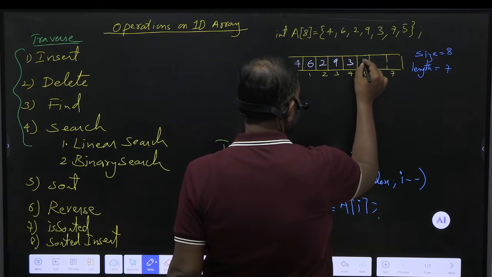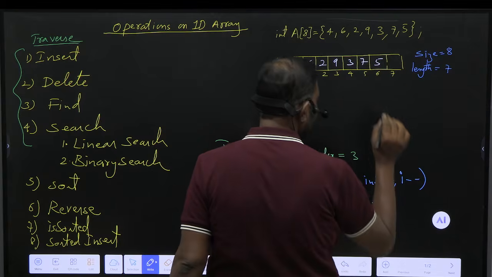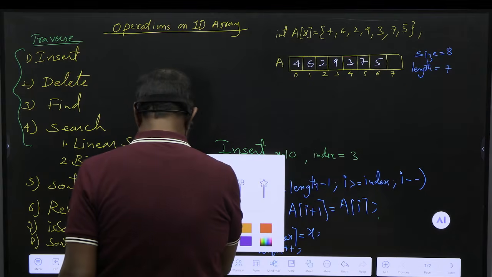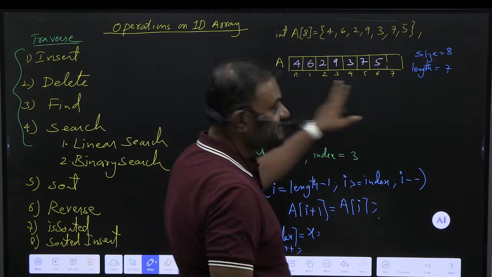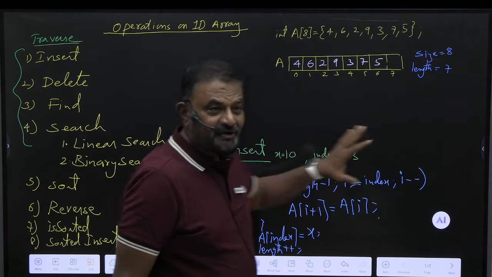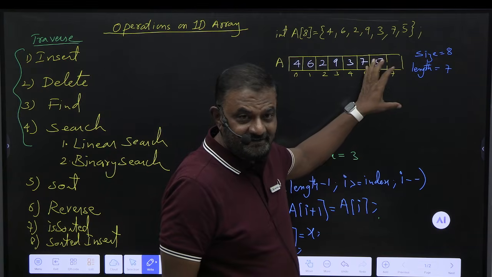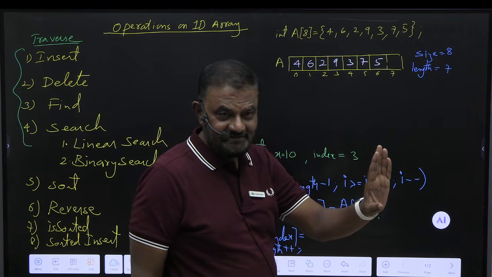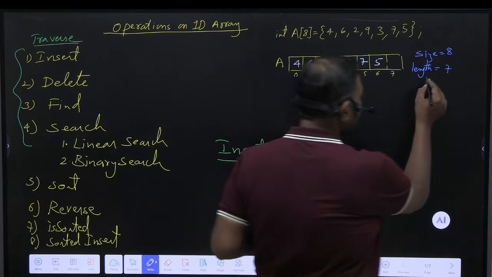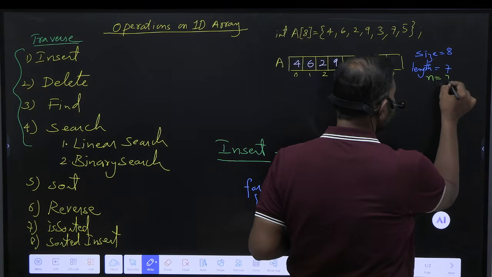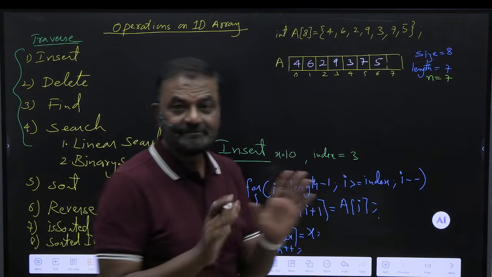9, 3, 7, 5. All right. Let us start once again. 9, 3. These are the elements we have. Total how many elements we have? 7. So I have taken that in length. You can also call this as n as 7. So total 7 elements I have.